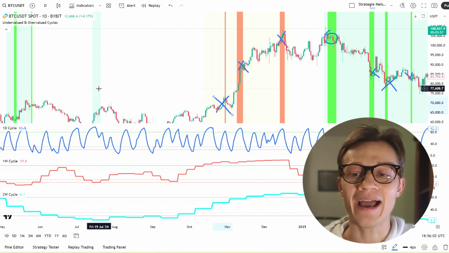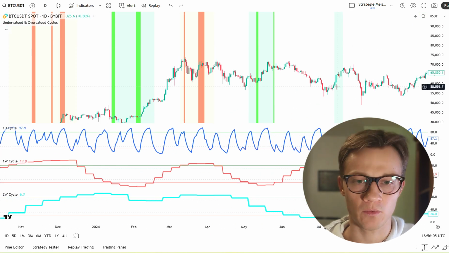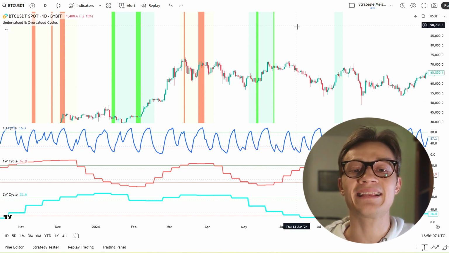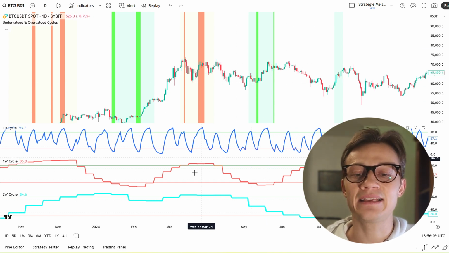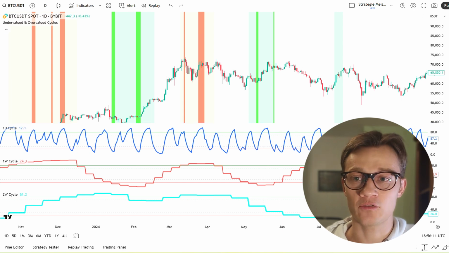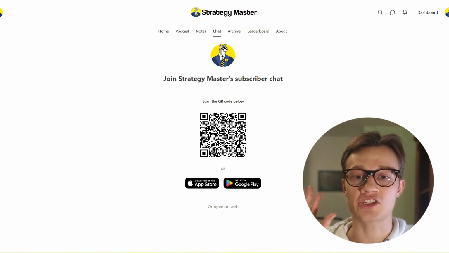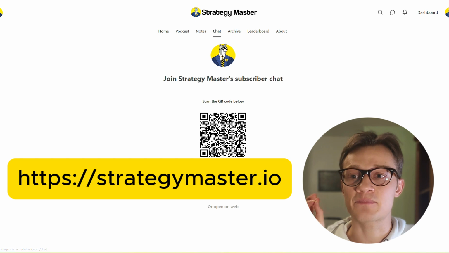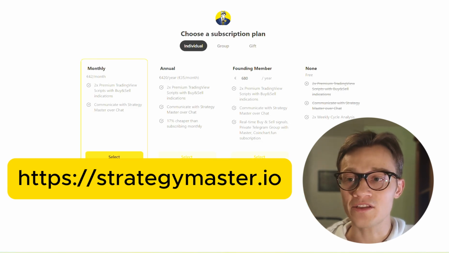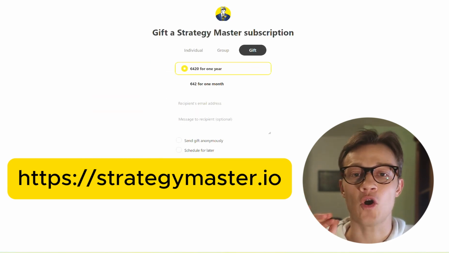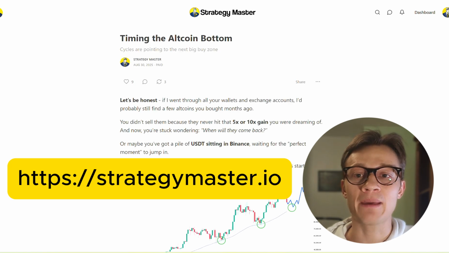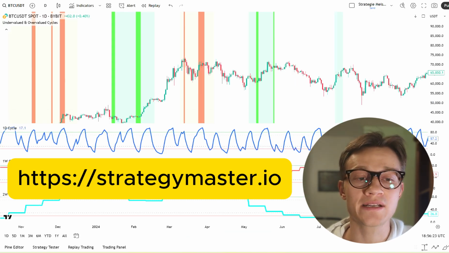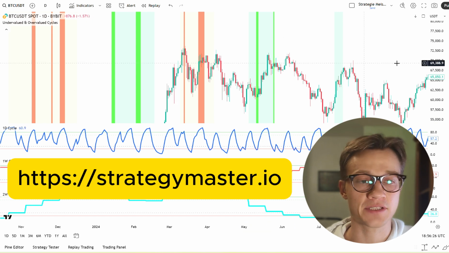Now, not every buy or sell signal is actually a profitable one. That's why you need to combine this strategy with cycle indicators that you can see at the bottom of the screen. In order to get those indicators, you have to go to the Strategy Master blog once again and subscribe to the paid plan. Once you subscribe, you will get access to all cycle indicators and you will be able to make profitable decisions yourself without following any influencer on the internet.